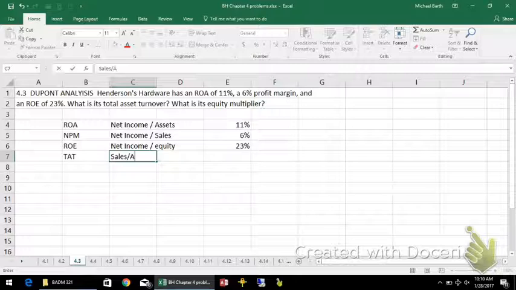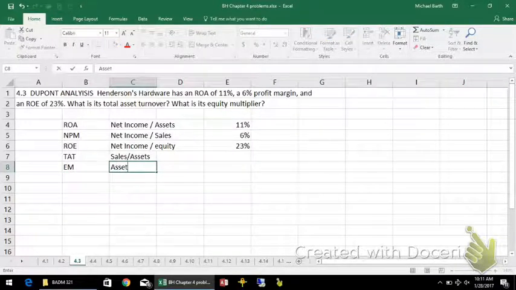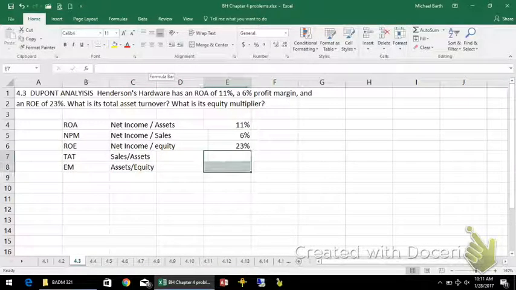Sales over assets, and the equity multiplier, which is assets over equity. Okay, so those are the two things you're being asked to solve for.